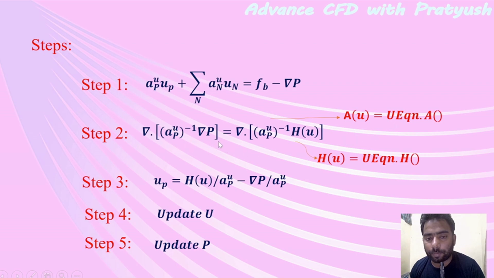Now once we obtain the pressure field and this APU, we are going to update the value of UP. So we will update UP and also update the pressure field. This procedure will iterate multiple times. So this is the approach we are going to follow and code here.